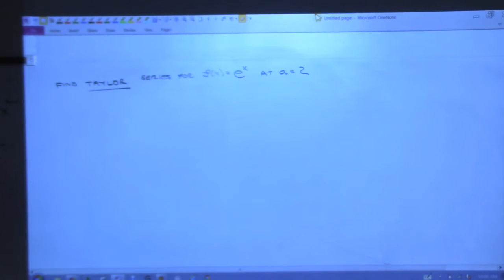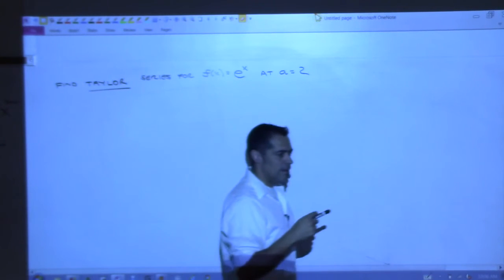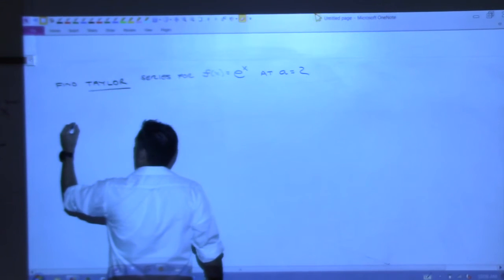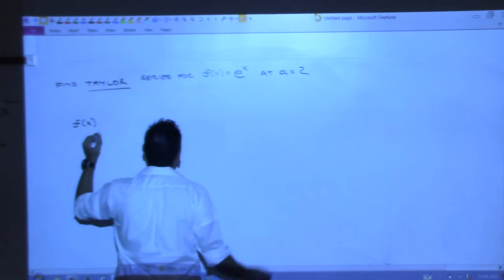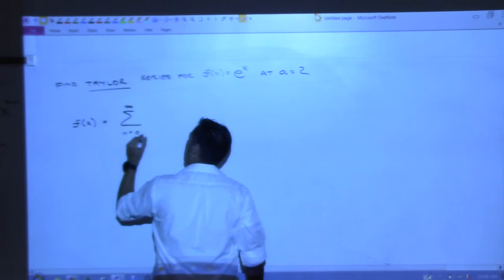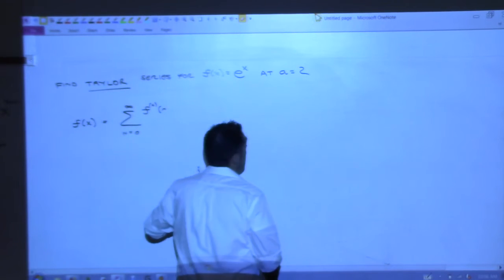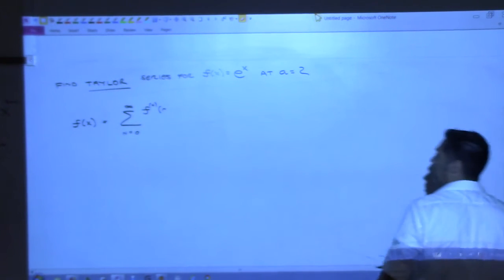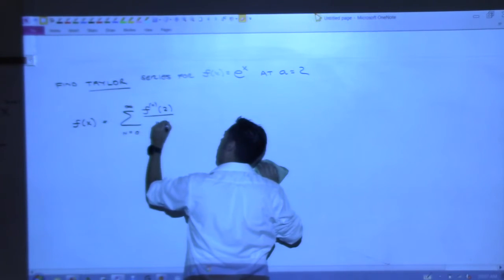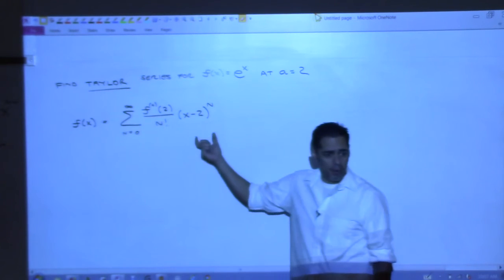All right, so this is a big difference right here, right? This is a big difference because we are doing it about a, which means our formula changes. The formula we're going to use is that the function we're trying to rewrite is the sum n equals 0 to infinity. But now, instead of the nth derivative at 0, it's the nth derivative at what? A, so 2, right? I need to plug 2 in there. Nth derivative at 2 over n factorial x minus 2 to the n. See how the formula changed?